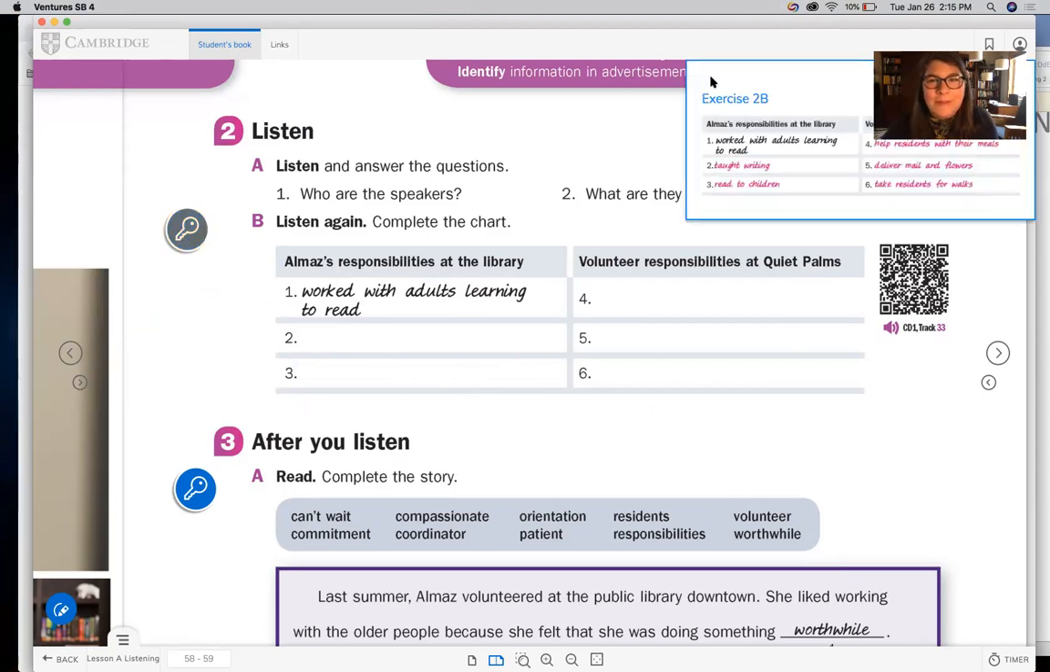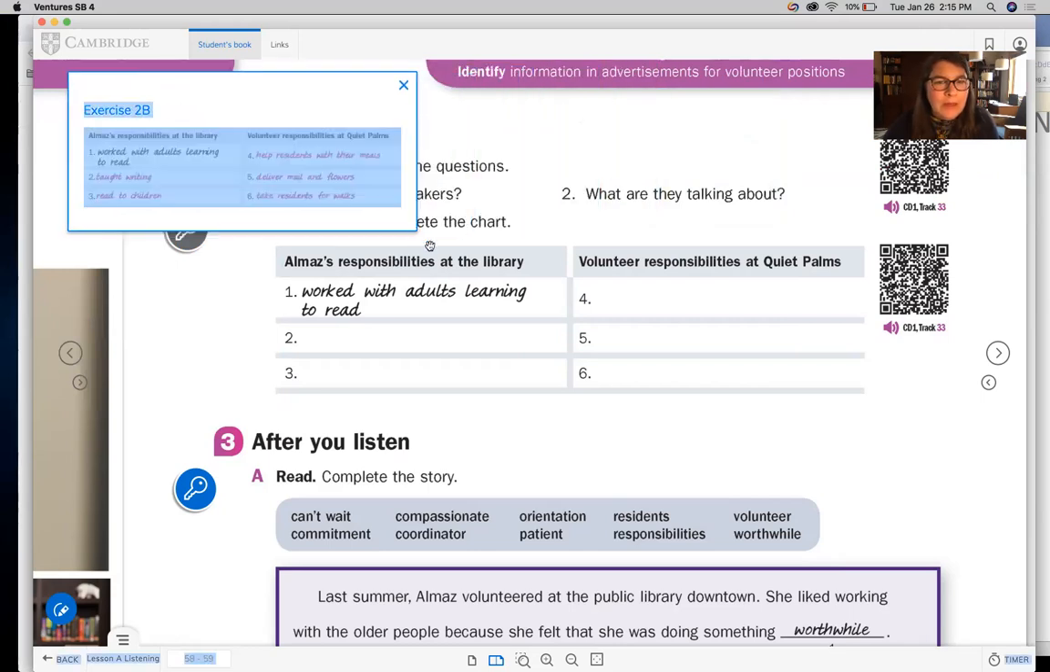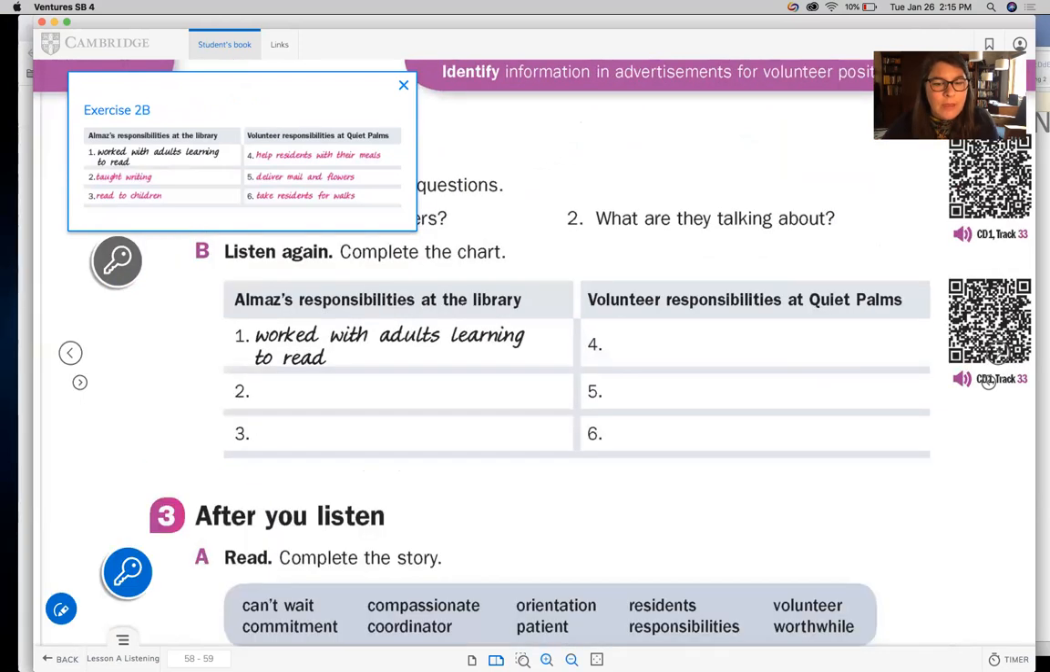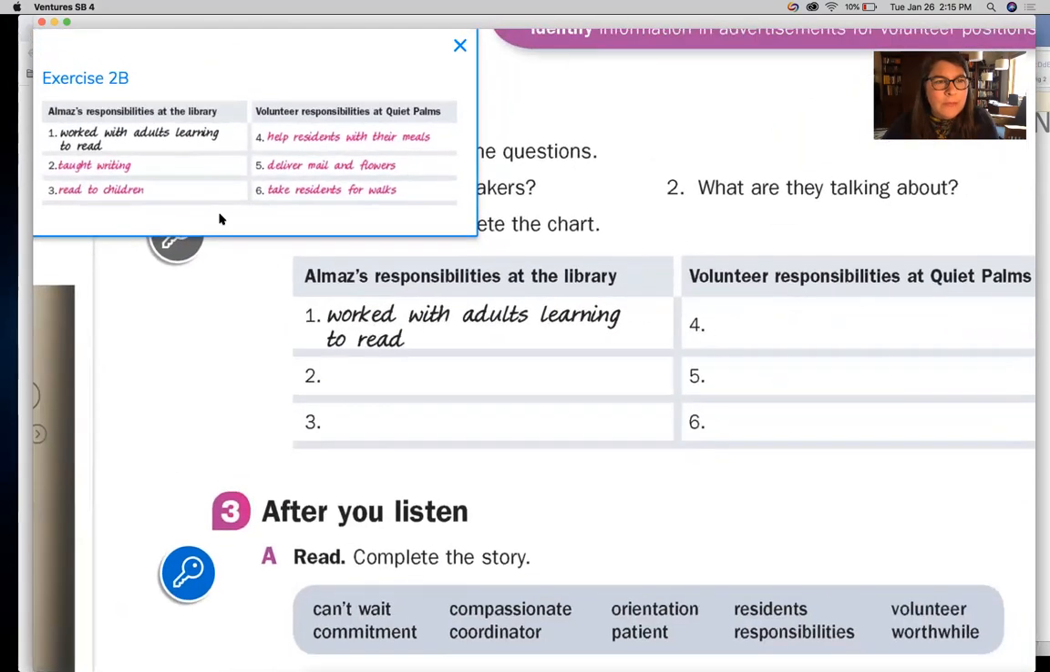Okay, here are the answers. Let's see. I don't know if this is big enough. Can you see this? I can't zoom in that very well. There we go. That's a little bit better.